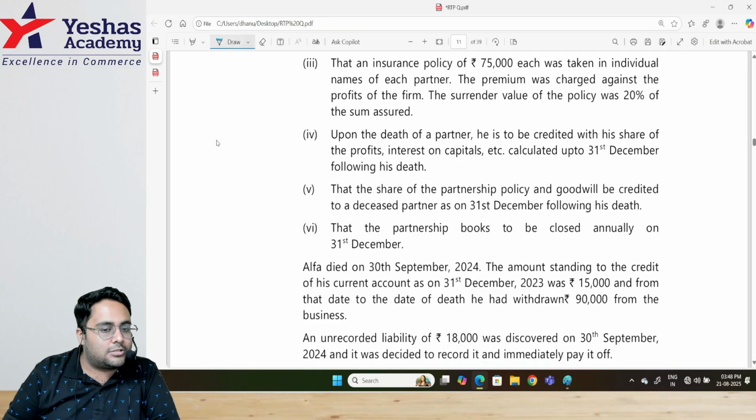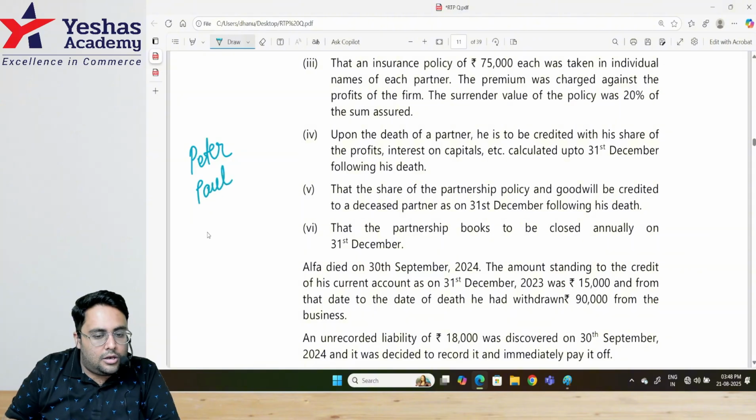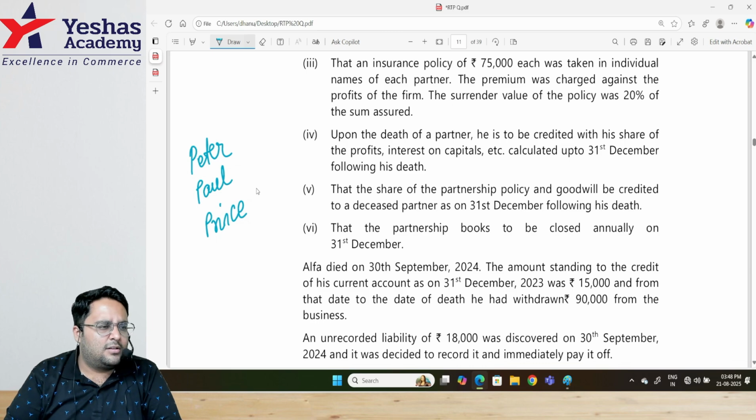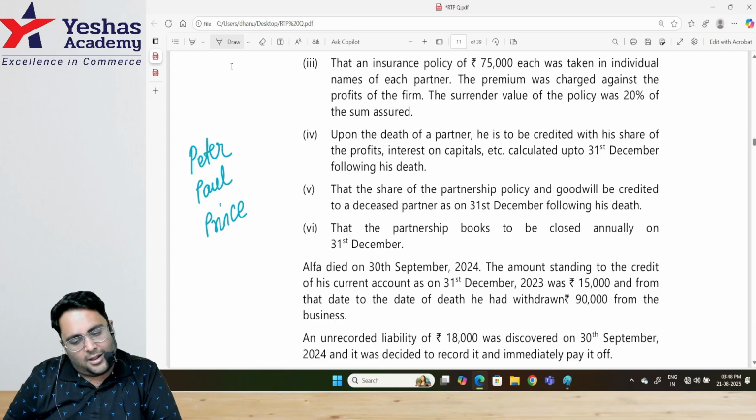I am not solving this question. Why? Peter, Paul, Prince, Xerox copy question in the material. Exactly the same question we have done in the class. Numbers have changed. It's question number 40. Peter, Paul and Prince. Same question we have done in the class. Remember, yes or no? Very good.